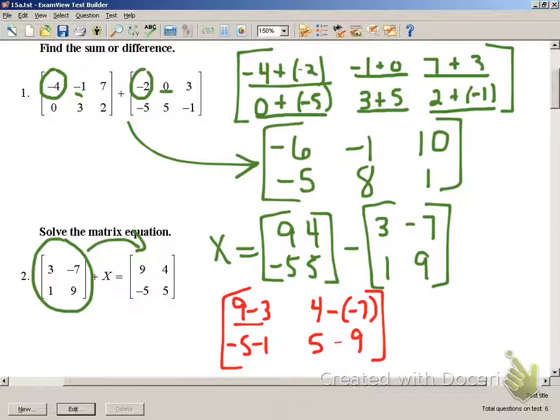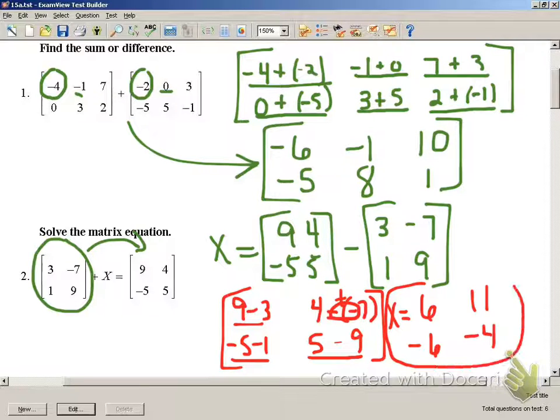So 9 minus 3 is 6. 4 minus a -7. Those two negatives become positive. So it's 4 plus 7 of 11. -5 minus 1 is -6. And 5 minus 9 is -4. So our X matrix equals 6, 11, -6, -4 is our solution.